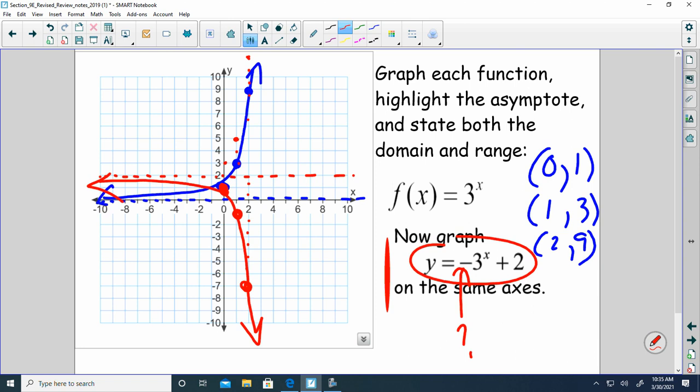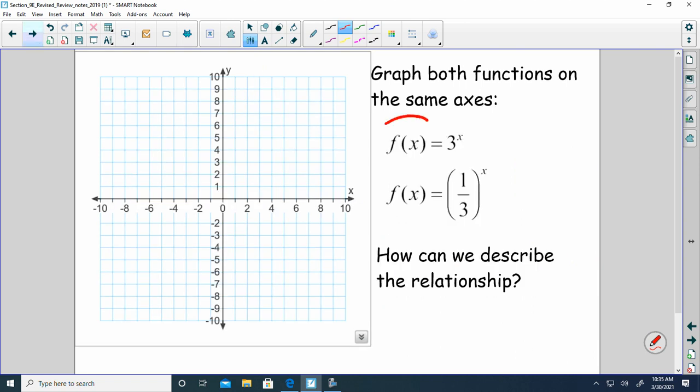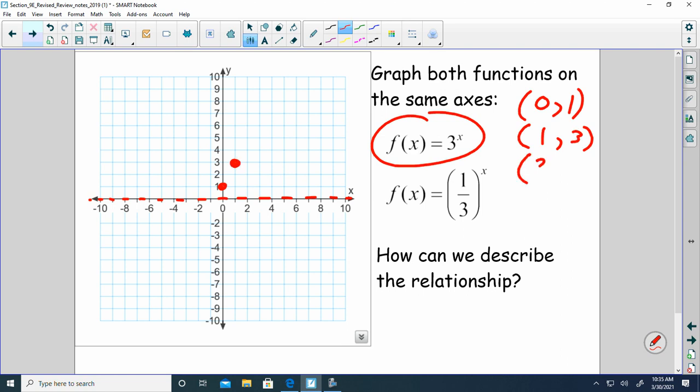Can I move to the next graph? Okay, we're going to graph this. Asymptote's here. Plug 0 in, 3 to the 0 is 1. 3 to the first is 3. 3 to the second is 9.